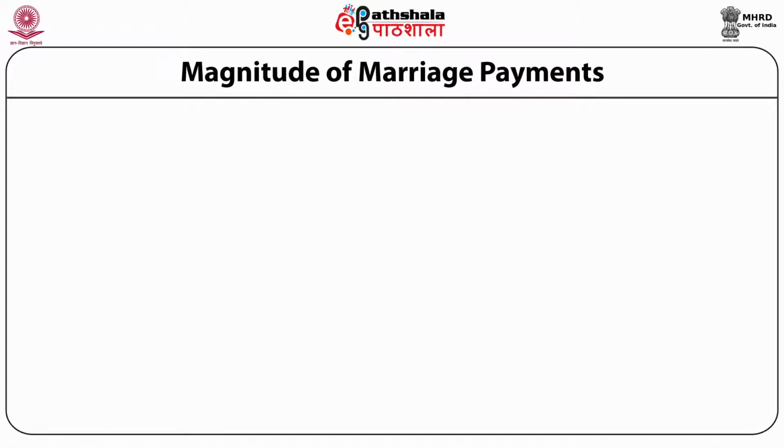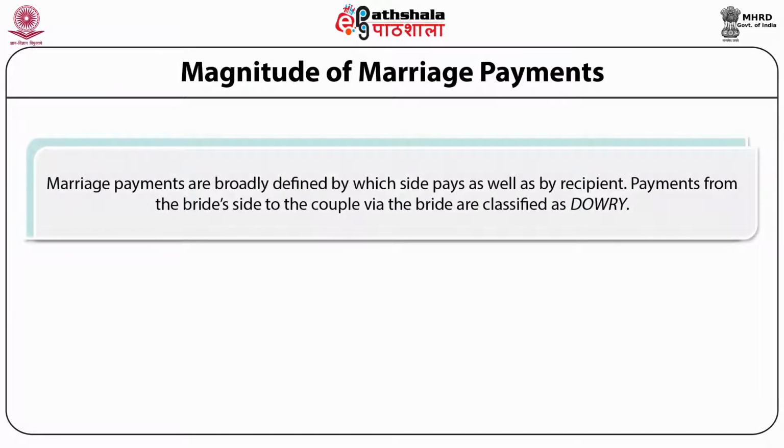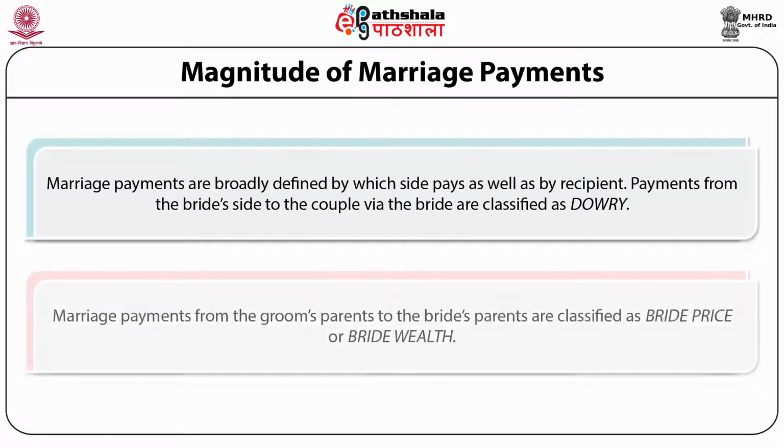Now let me discuss marriage payment. Marriage payments are broadly defined by which side pays as well as by the recipient. Payments from the bride's side to the couple via the bride are classified as dowry. Marriage payments from the groom's parents to the bride's parents are called bride price or bride wealth.